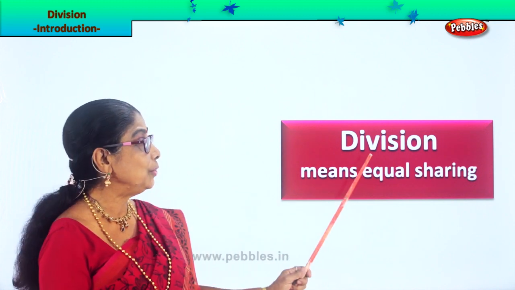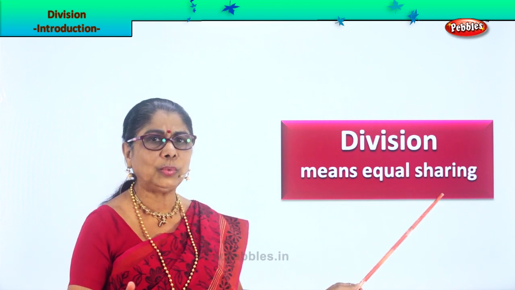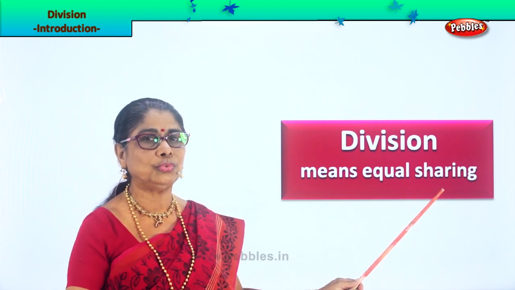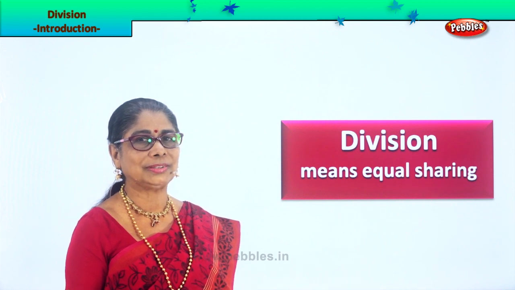That is what we are going to do. Division. What is division? Division means equal sharing. Each one must get 2. If you give the brother 3 and sister 1, finished.